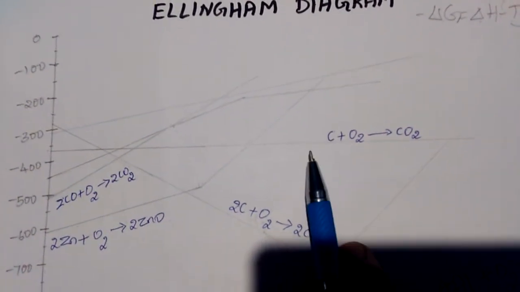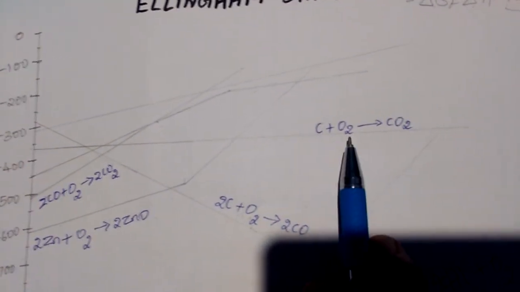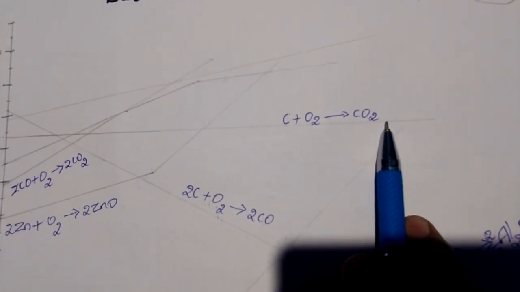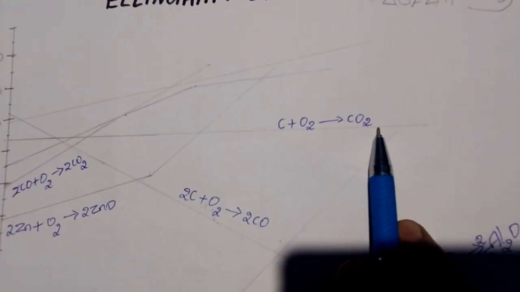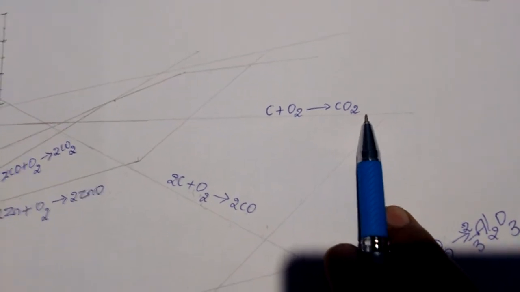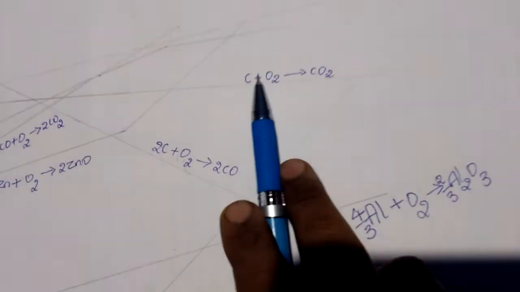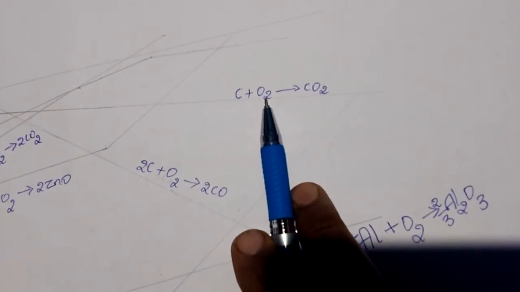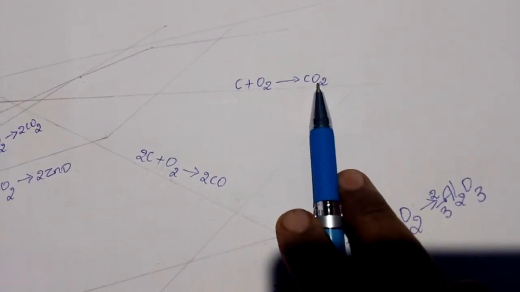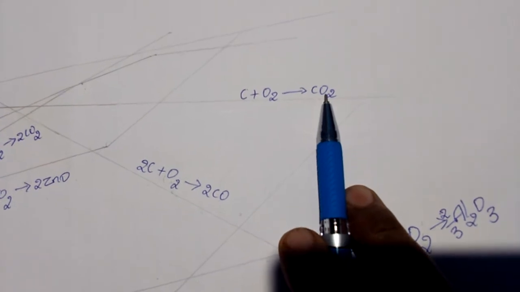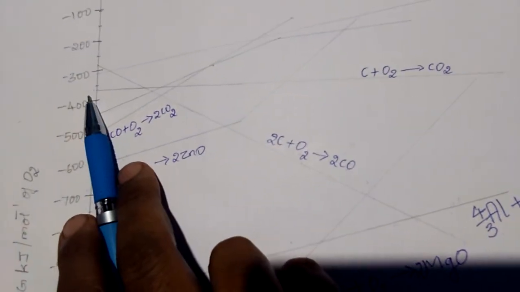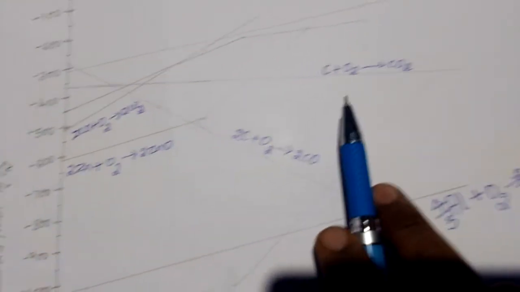Okay, so I named two more lines here. Carbon plus oxygen giving carbon dioxide. Delta G for this reaction remains almost constant at all temperatures because delta S remains the same, meaning 1 mole of gaseous oxygen is converted into 1 mole of gaseous carbon dioxide. So delta G remains constant. That is why we draw a horizontal line in the Ellingham diagram.